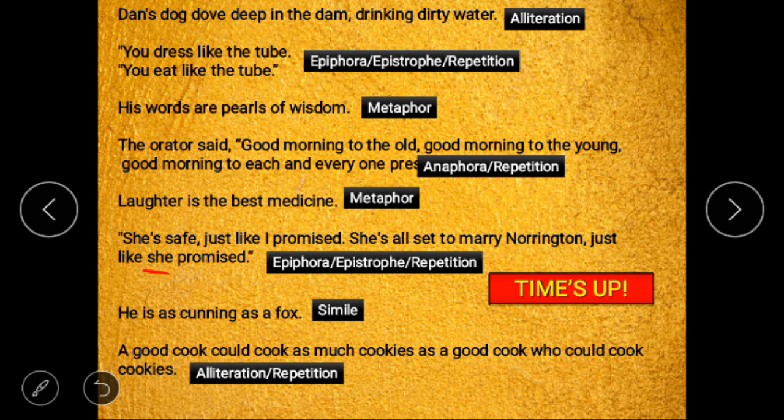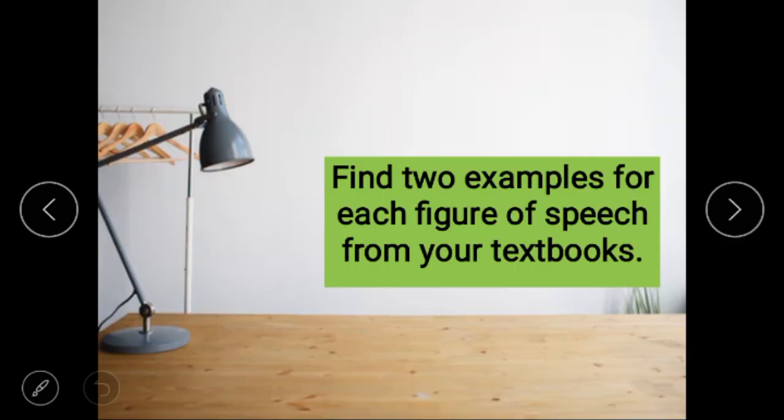Now, find two examples for each figure of speech which I've taught you today from your textbooks, and see how much you can guess and how much you have understood. I'm sure you have understood it all, and you can find examples very easily. They can be from poems, they can even be from lessons.